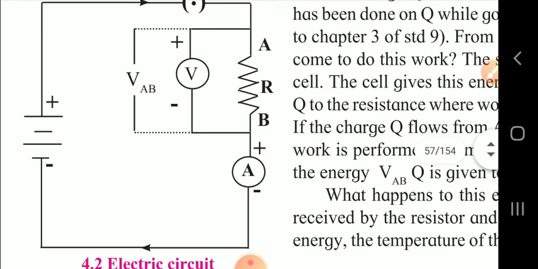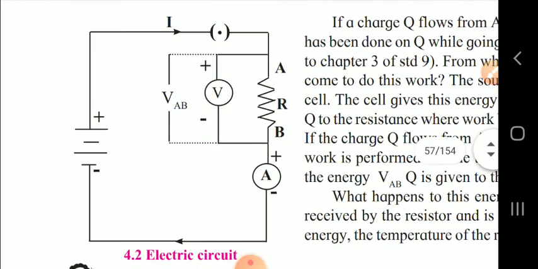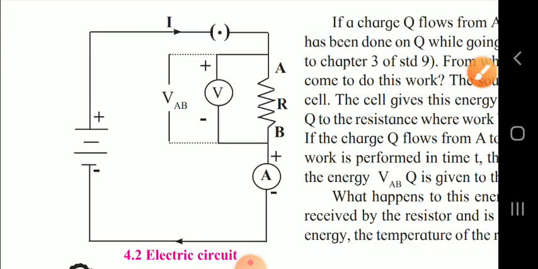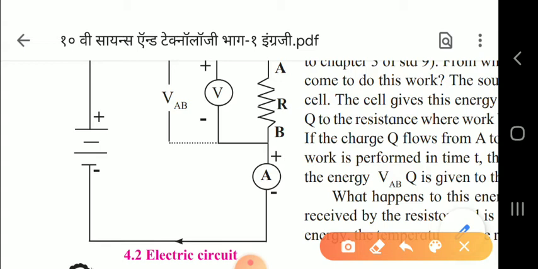This is your figure of the electric circuit. You can see, children, this is figure 4.2 of the electric circuit. This is point A, this is point B. So current is flowing from point A to B, and this is the resistance. This is the ammeter. The ammeter is used to measure the current. This is the voltmeter, which is used to measure the potential difference.